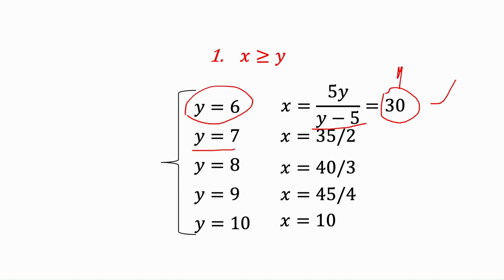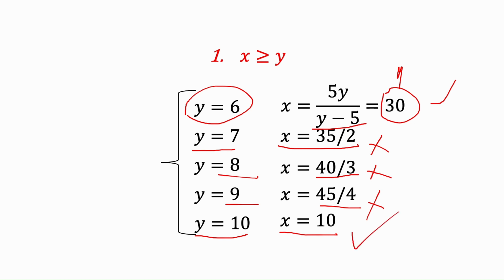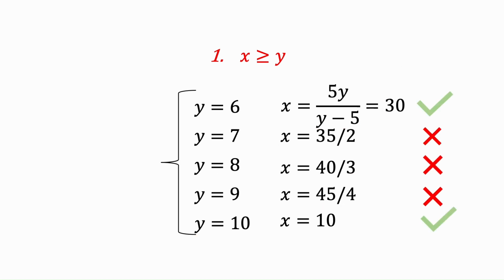The other one is y equals 7. If we put it in the equation that we have, x is going to be 35 over 2, which is not correct because it's not an integer. And again, y equals 8 is going to be 40 over 3, which is not an integer. And then y equals 9, 45 over 4 is not an integer again. And then if y equals 10, x will be 10. So this is great because, again, x is greater than or equal to y, and both of them are positive integers. So on this condition, only two possibilities can happen. These two.